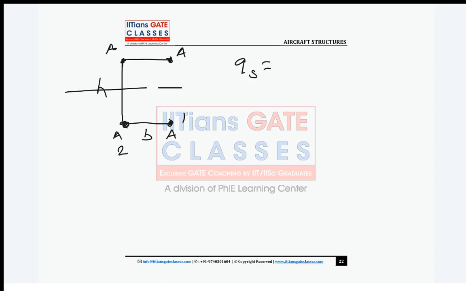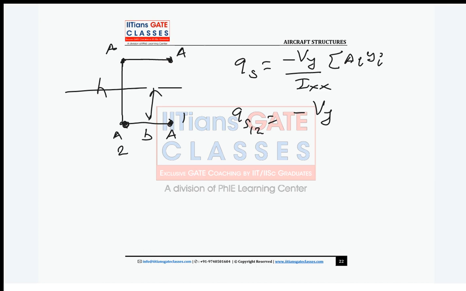My QS will be, in the case of boom, minus Vy upon Ixx sigma AiYi. Now guys, what will be QS 1 to 2? It will be minus Vy into y, which is h by 2, upon Ixx, and the area of the first boom is A. So this will be your QS 1 to 2. Is it constant or variable? You will have some integral constant, right? This will anyway become 0, because at the free end your shear flow is 0. So between 1 to 2 your shear flow remains constant.